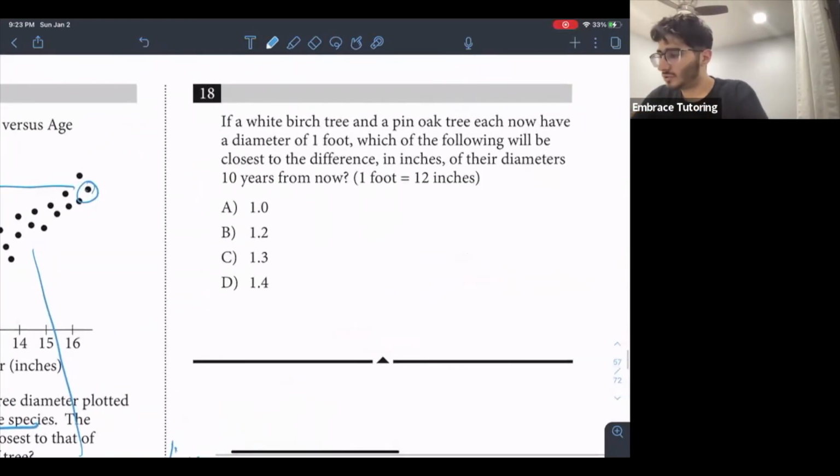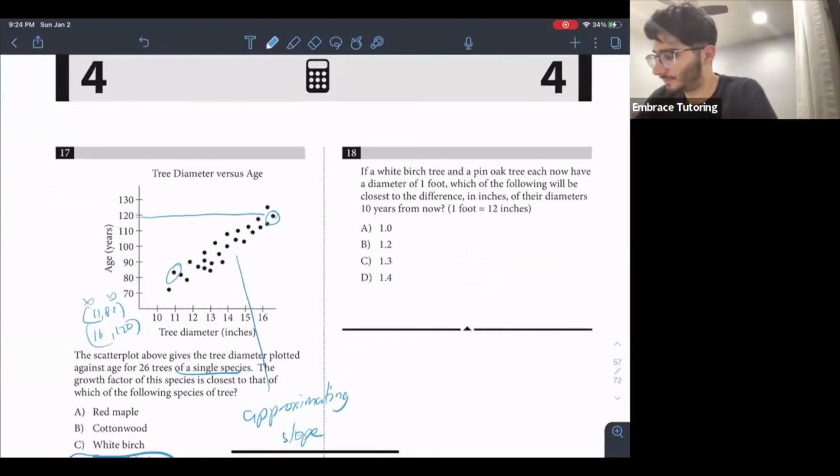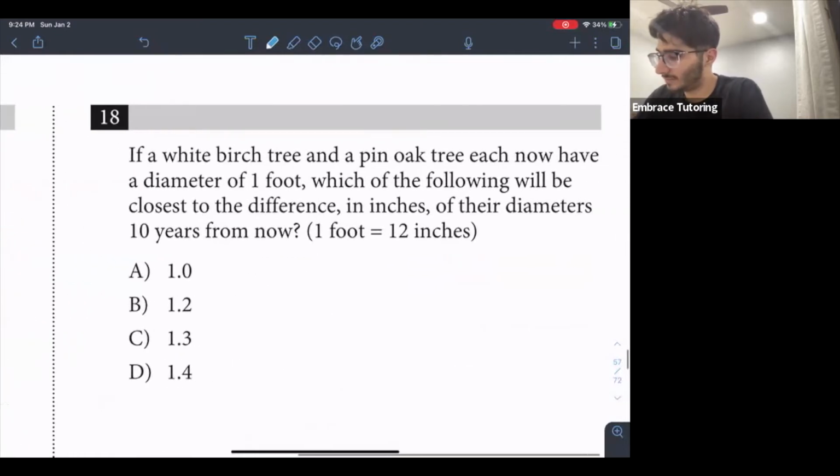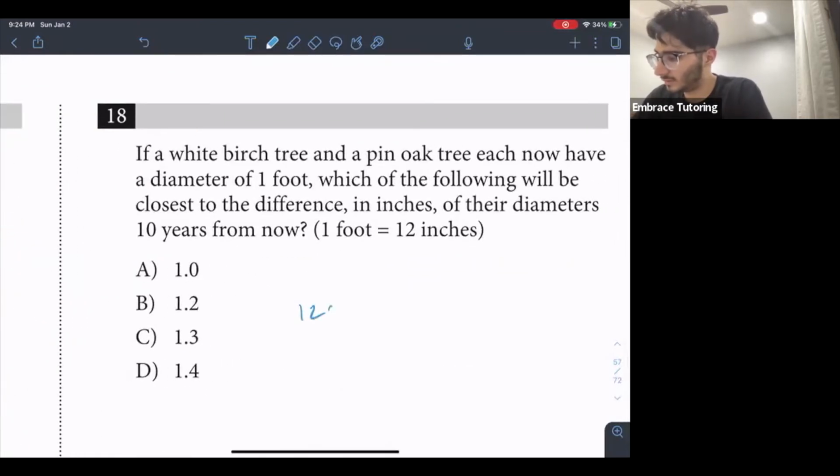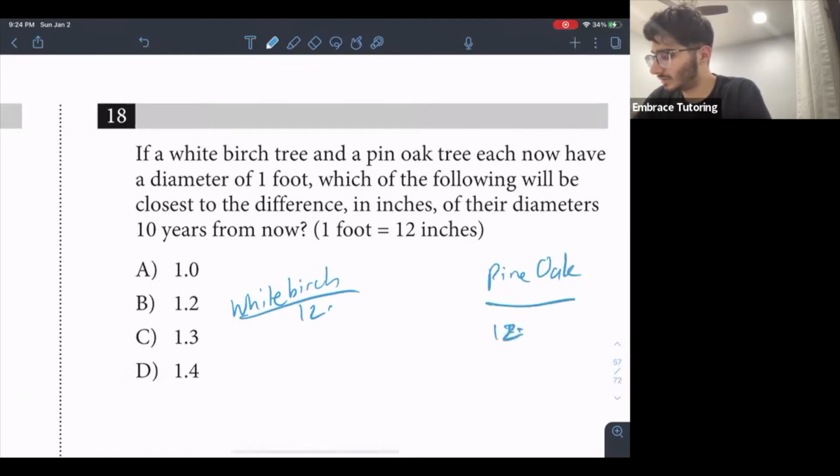Question 18. If a white birch tree and a pine oak tree each now have a diameter of 1 foot, so it's 12 inches, which of the following will be closest to the difference in inches of the diameters 10 years from now? So basically, to solve this problem, you would have to find the ages and then add 10 to those ages. And then you would divide by the growth factor and then take the difference. So you have the diameter, just 12 for white birch. And then you have a pine oak, which is 12 times.